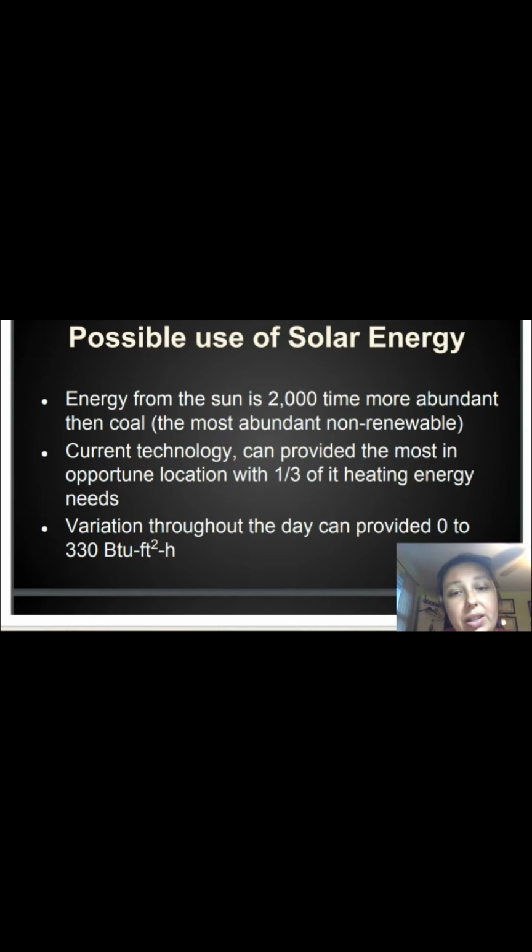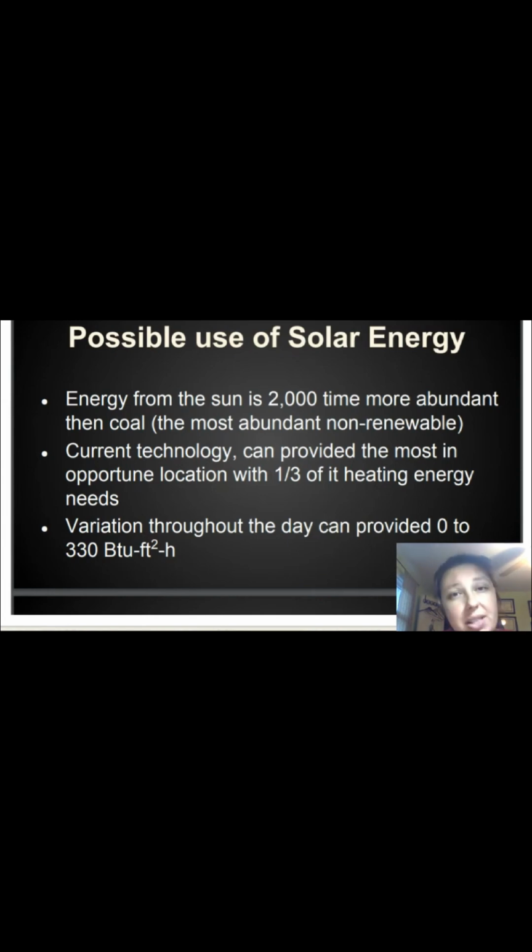Variation throughout the year from the day can provide 0 to 330 BTUs per square foot per hour. And this is based on a Valhalla location. This brings me to, when we're talking solar energy, it really has the capacity to sustain our energy needs if we could solve one problem, and that is the ability to store that energy. So what we're talking about is batteries.